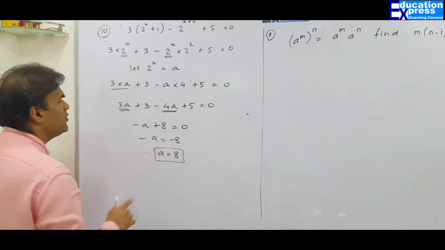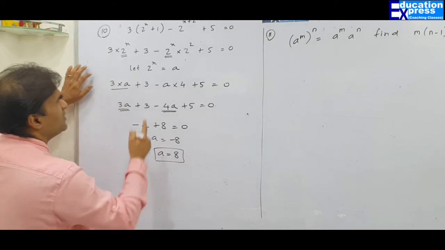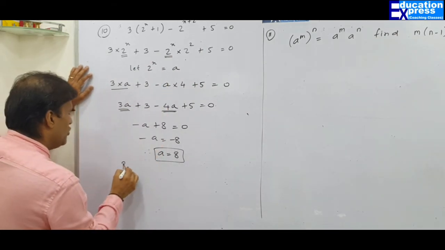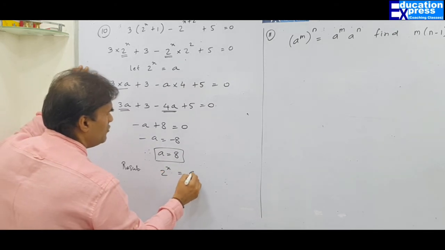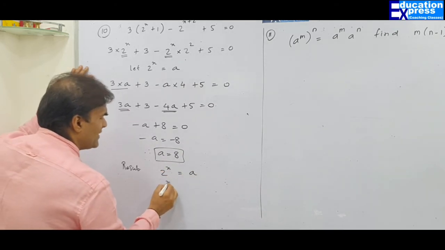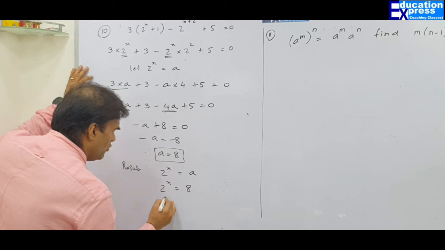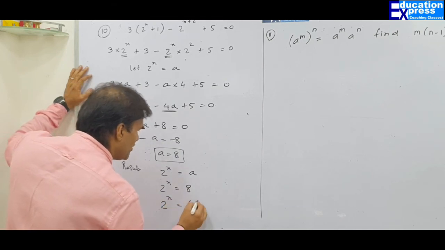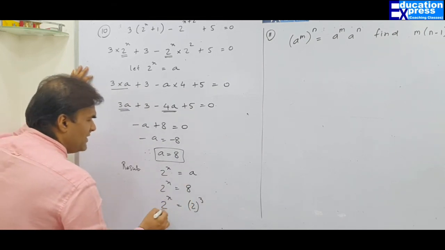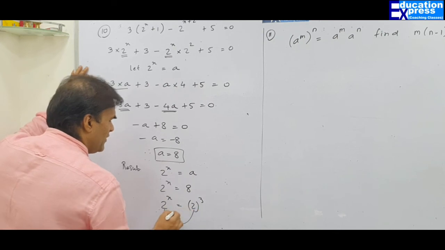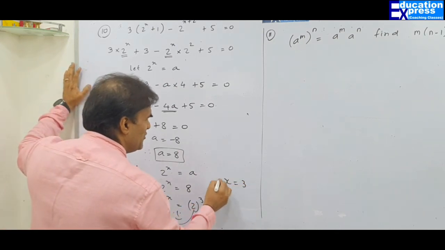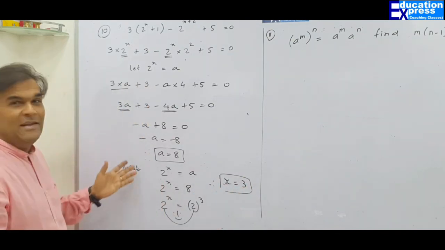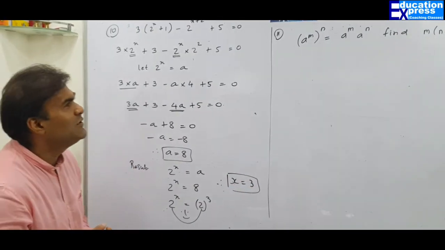Since the value of a is obtained but we have to find the value of x, so we will resubstitute. So resubstitute: 2 raised to x equals 8. 2 raised to x equals 2 raised to 3. If you note this, bases are same, reason to smile. So therefore, x equals 3. Yes, such a simple super solution.